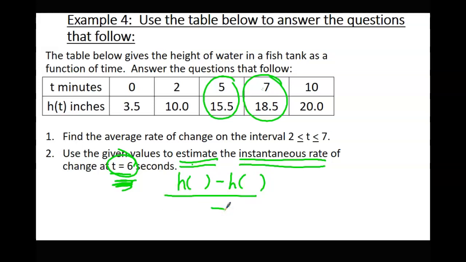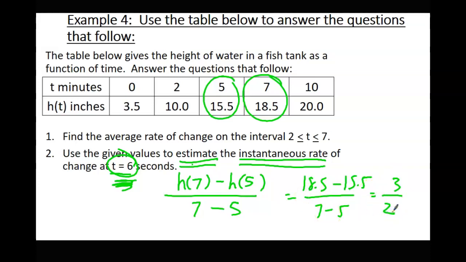So the 2 points I'm interested in are 7 and 5 because they are closest to 6. H of 7 is 18.5. H of 5 is 15.5. 18.5 take away 15.5 is 3/2. And so if you want to change it to a decimal, you can. That's 1.5. And that's going to be 1.5 inches per minute.